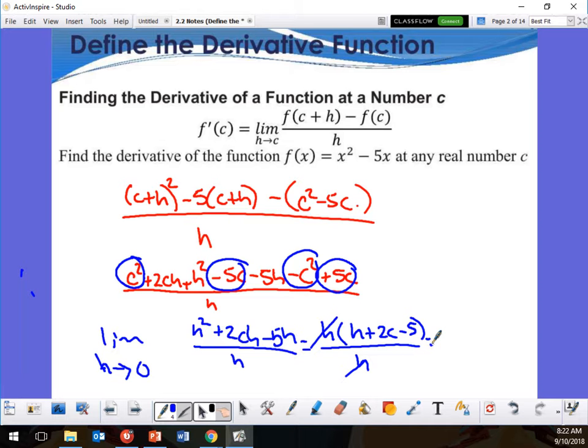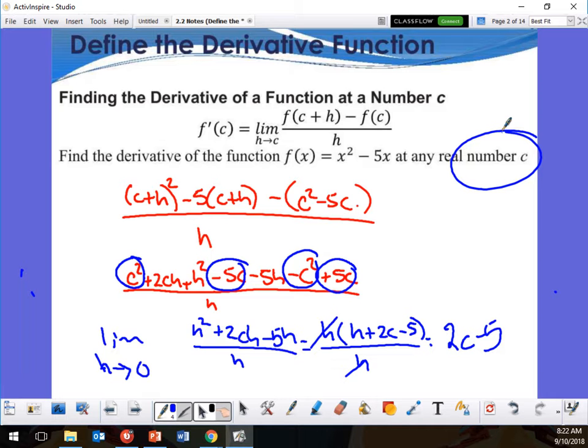If it's 0 for the h, what's my derivative going to be? What happens to the h? It always goes to 0, as the distance in between here and here goes to 0. So as I take this limit, this goes away, and it would be 2c minus 5. That is the equation for the tangent slope right there. So when I want to find the slope at any number c, it's going to look like that.